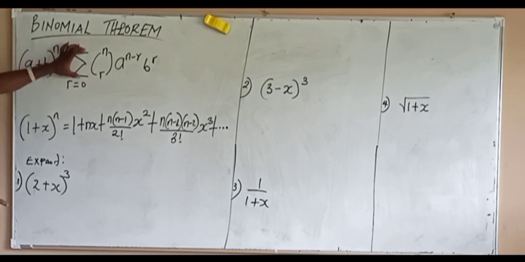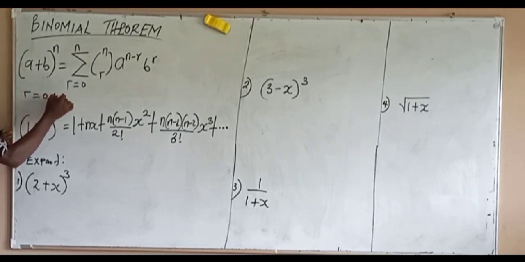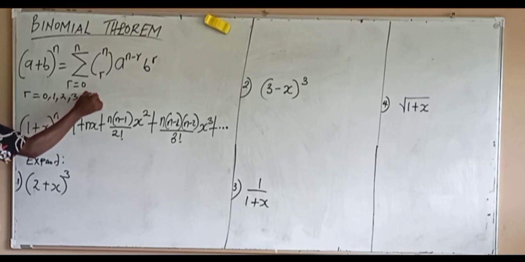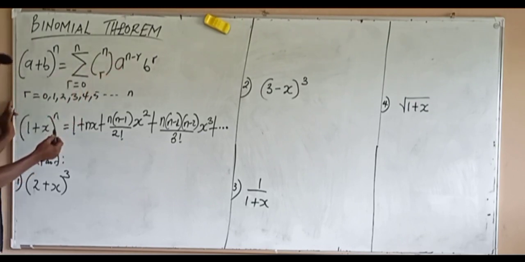The summation of r, starting from 0 to n. Look at the beginning of this. This means r starts from 0, 1, 2, 3, 4, 5 until you get to n. Then you solve. Now this one is just a statement. Remember this notation called sigma notation.